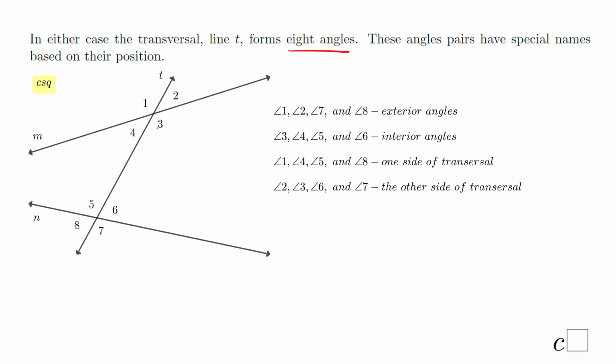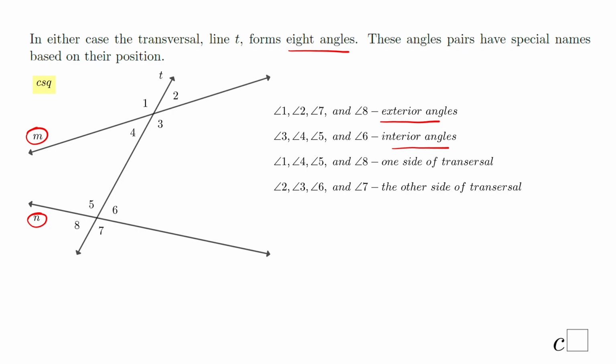And you see them here: 1, 2, 3, 4, 5, 6, 7, 8. Now, angles 1, 2, 7, 8 are called exterior angles. Why? They are outside of these two lines. Angles 3, 4, 5 and 6 are called interior angles. They are between these two lines. Now you notice angles 1, 4, 5 and 8 are on the left side of the transversal in this case, while the others, 2, 3, 6 and 7, are on the other side of the transversal.